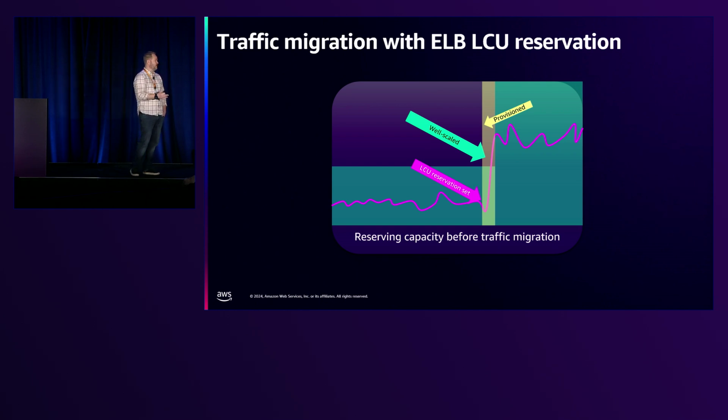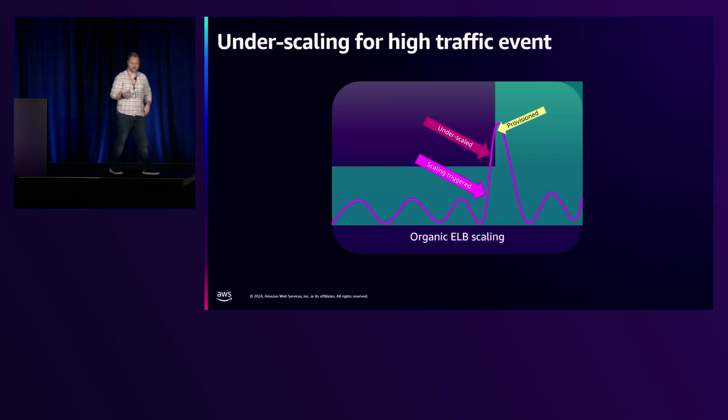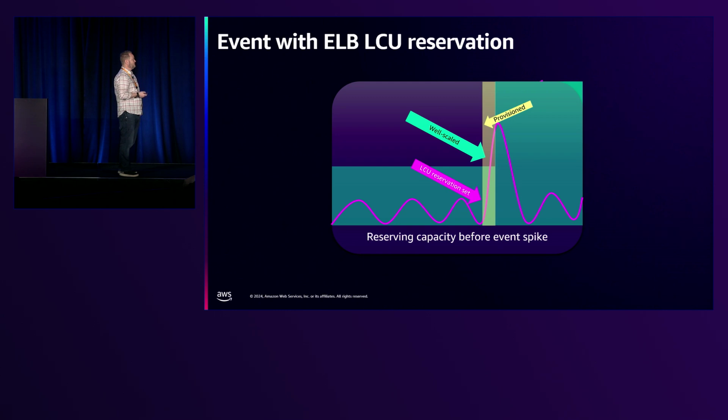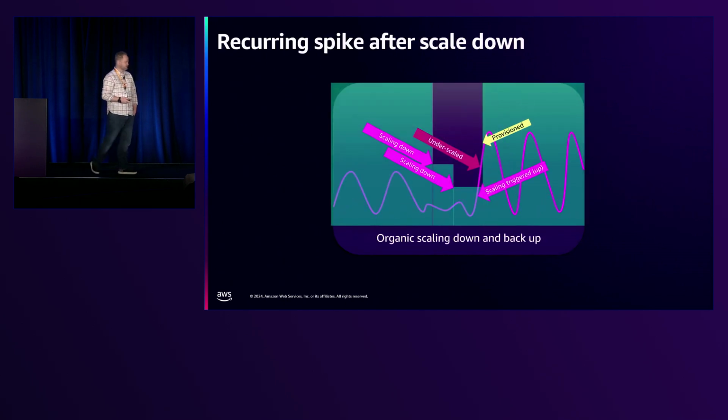You have a very fine line where you've got a period of traffic where you know it's coming and you've reserved, and then you remove the reservation. So it's similar for an event, except usually with an event, the traffic scales back down. You do the same thing here. You provision in advance. You start your event. You can remove it afterwards because we won't scale down too quickly.